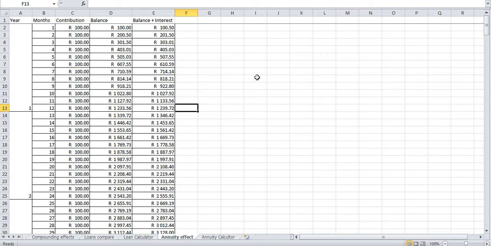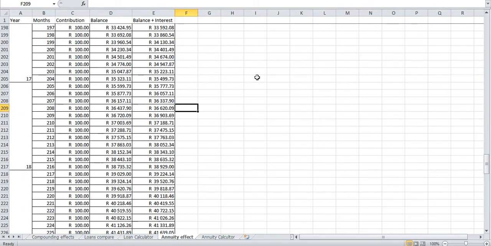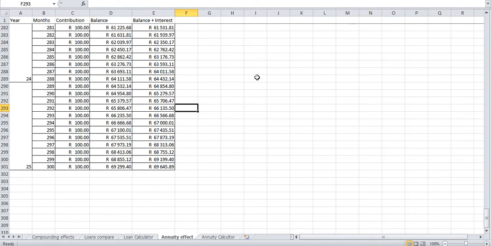Now, this example goes for 25 years, and so we are going to get up to 300 months. So after 25 years of paying 100 Rand a month, you will see that we get to just less than 70,000 Rand that's been saved, which is a reasonable amount in consideration to the fact that they would have only put in about 30,000 Rand. So they are getting a fairly good return on this.